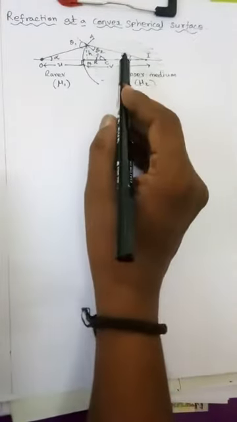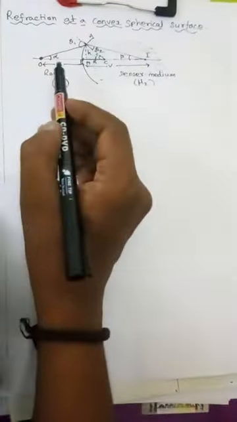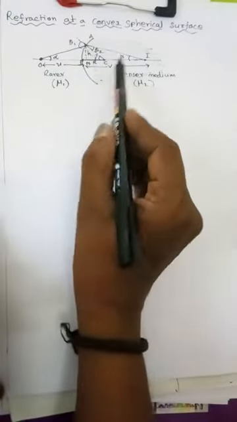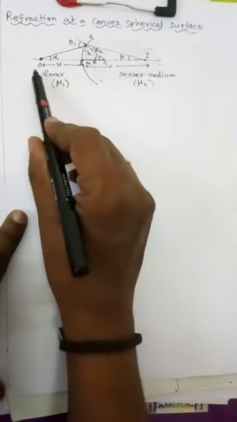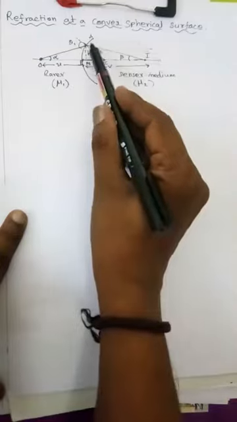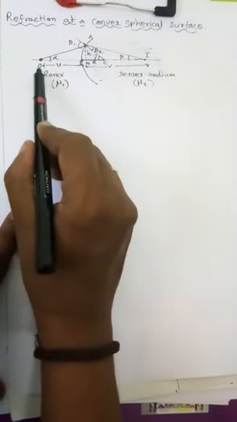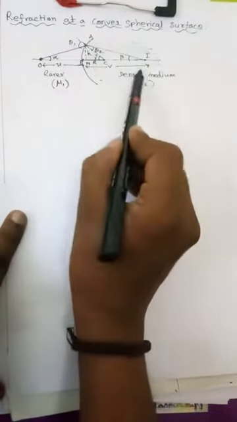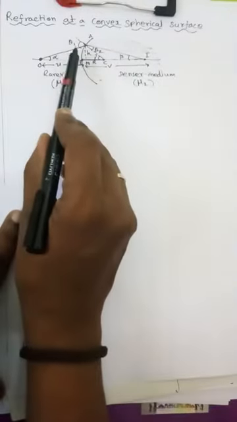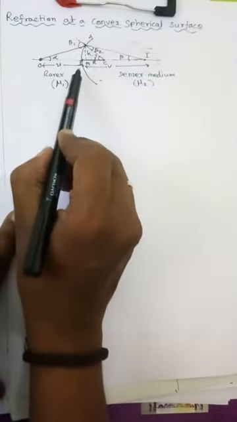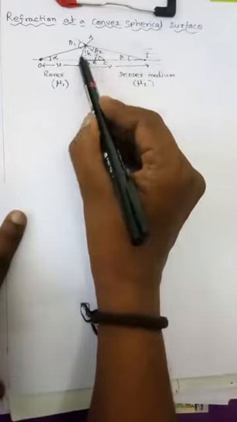Refraction at a convex spherical surface. If you consider one convex spherical surface, one side is a denser medium, another side is a rarer medium. This is a convex shape. So O is the object, I is the image, A, P, it's a curved shape.